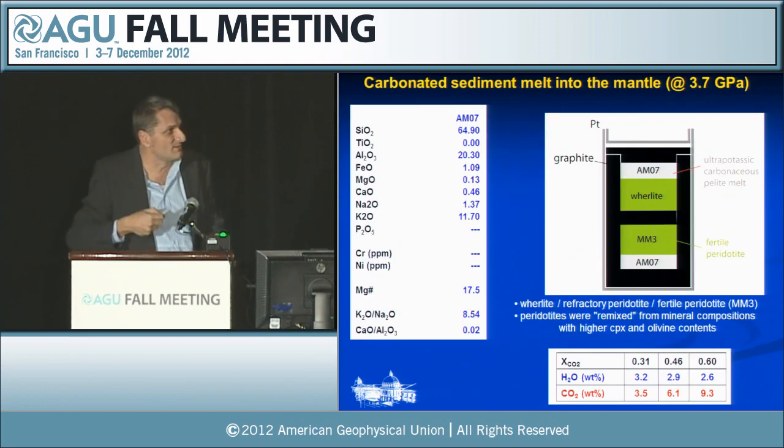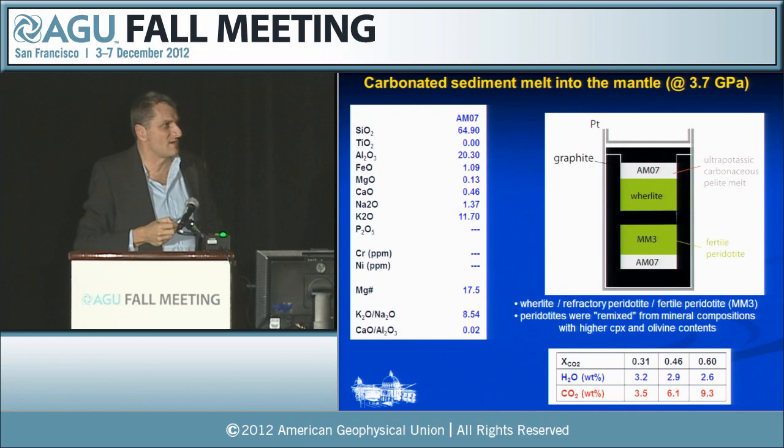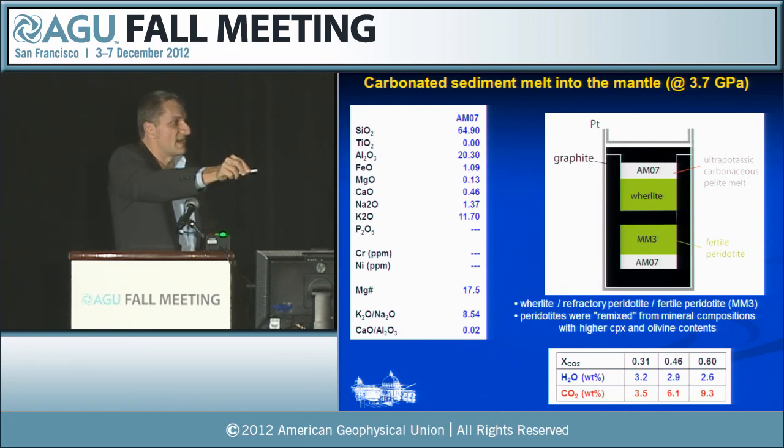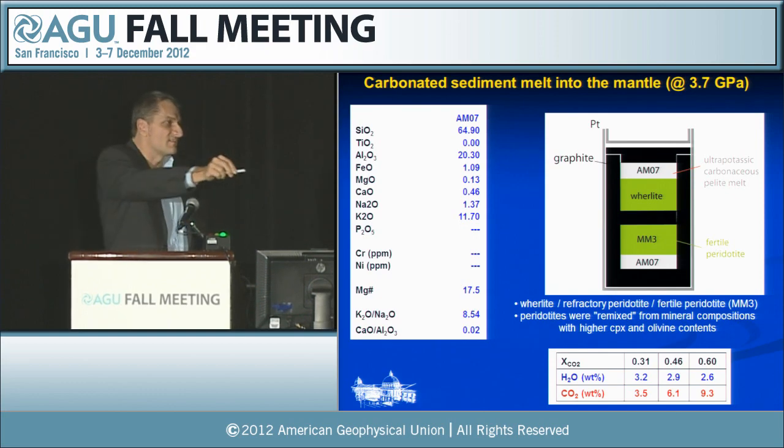How do you do this? I mean, you do sandwich experiments. In a graphite capsule, you place the melt here, that's AM07, with some mantle. I used 3 different types of mantles and just simply let them react. I use different water and CO2 contents, and the way this was set up, I work at a constant potassium-water ratio, because if you do fluid-absent melting, you always will have a potassium-water ratio as in phengite, as in white mica. And then I vary the CO2.